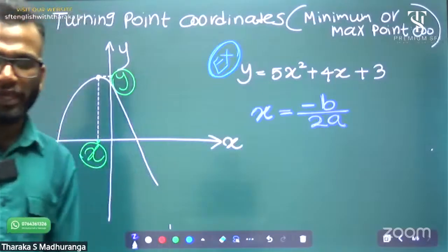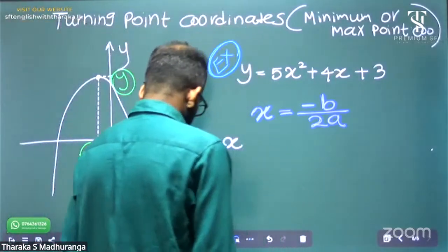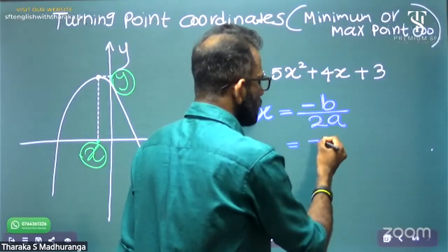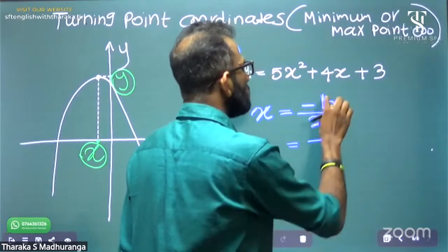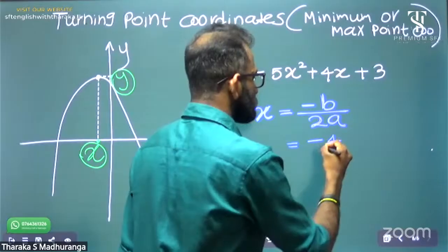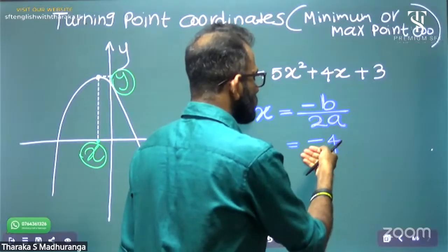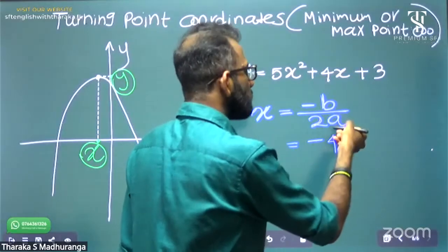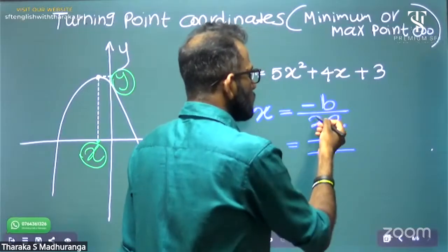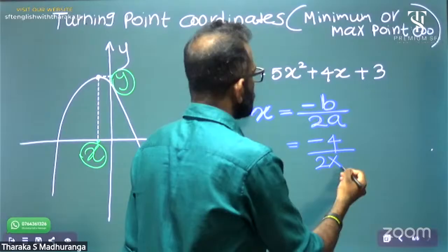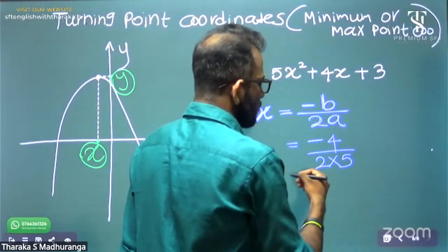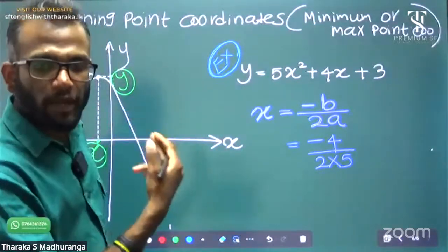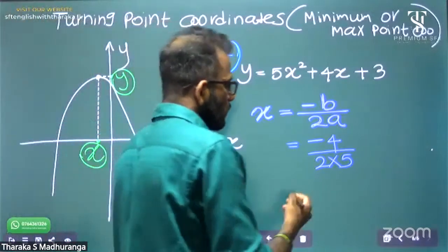Minus b over 2a. Okay, how to substitute? What's the meaning of minus b? The minus is given in the equation. The value of b is 4, so minus 4. Two into the value of a, which is 5, so 2 into 5. This is the turning point x coordinate. That is very simple, no? Just substitute into the minus b over 2a equation.